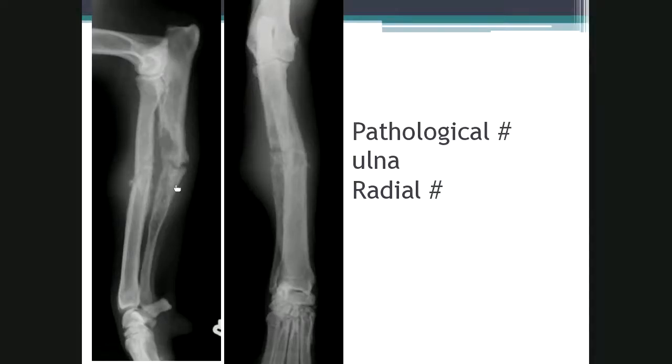The bone itself is diseased and weakened by the tumor in this case, and as a result, there's fracture of the bone. There's also a radial fracture. The bone of the radius appears pretty normal, so the radial fracture is probably secondary to the ulnar fracture and due to weakening or loss of strength of the bone as a unit.